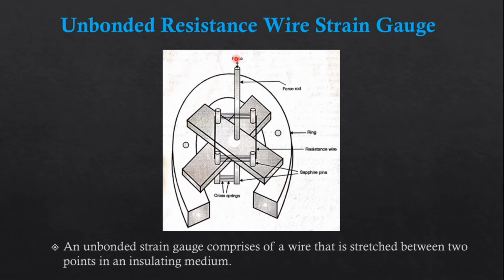Whenever we apply force in this direction, the shape of this ring is going to change, and according to that the dimension of this resistive wire is going to change. It can be either tensile force or compressive force. Depending upon that, the area and the length of this cable are going to change, and according to that we can measure the resistance of this cable and define the amount of force that is applied on this instrument, right?